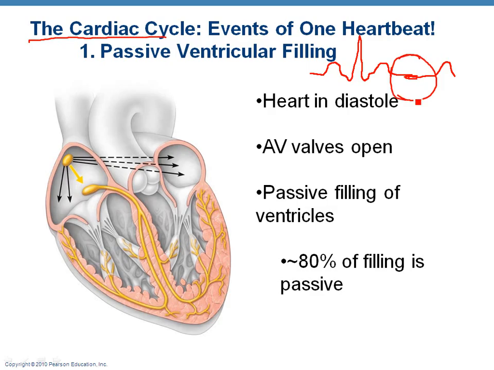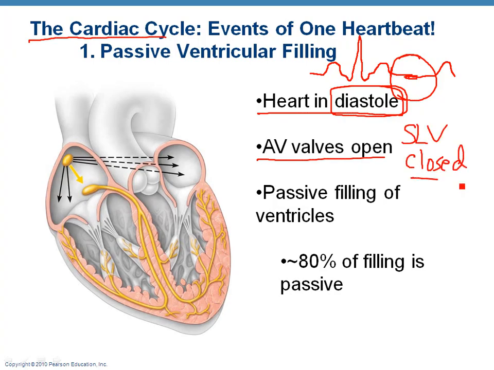The atria are relaxed. The ventricles are relaxed. So the whole heart is in diastole. The walls of the atria and the ventricles are both relaxed. Now, at this time, your AV valves are open. Your bicuspid and your tricuspid valves are open. Your semilunar valves are closed.